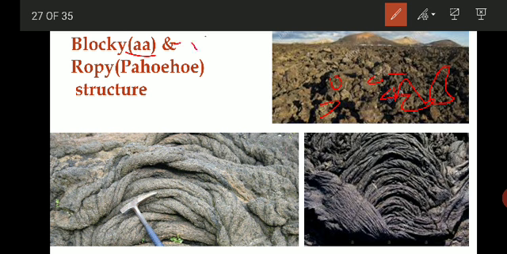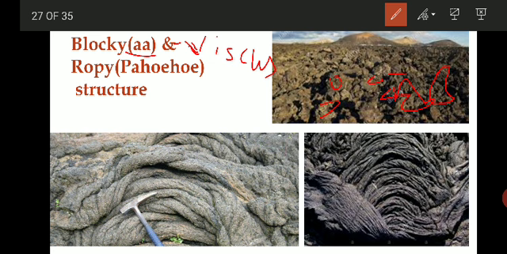So when this blocky structure is seen, the lava is very viscous in nature, the viscosity is more, so it cannot flow for a greater distance. After solidification, the surface of such lava after cooling is covered with rough, very jagged and angular blocks of all dimensions, and those are known as blocky lava.